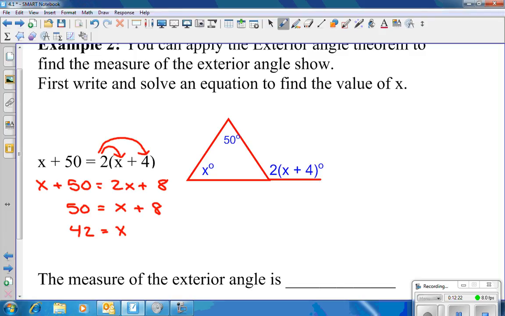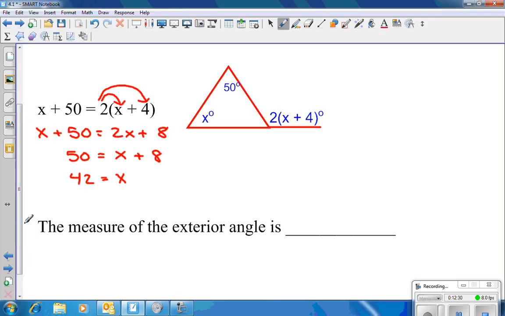Just be careful, all that it wanted you to do was find x. If I want to find the exterior angle, I just replace it into the formula. 2 times the quantity 42 plus 4. And 42 plus 4 is 46, times 2, 92 degrees.